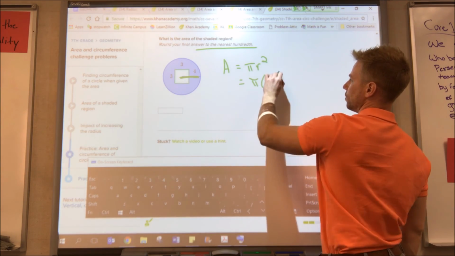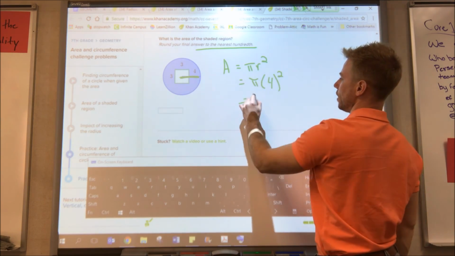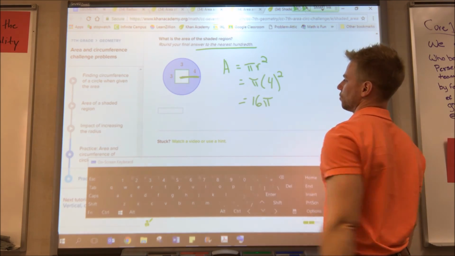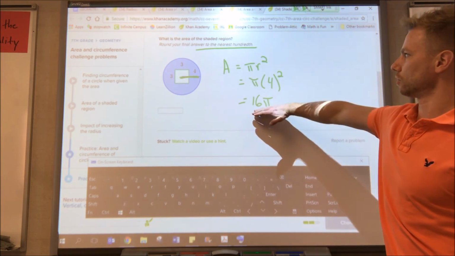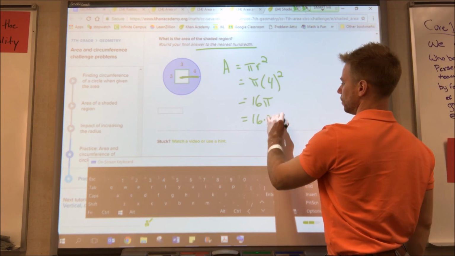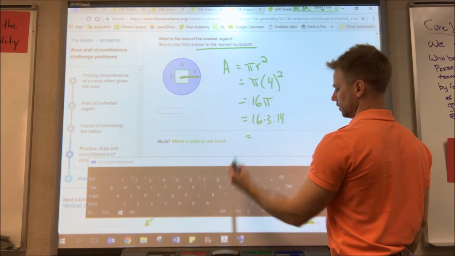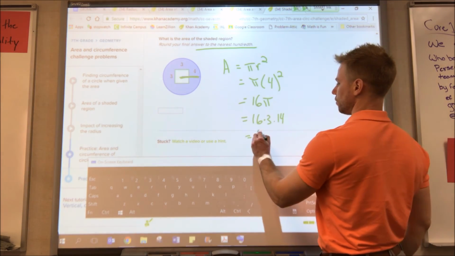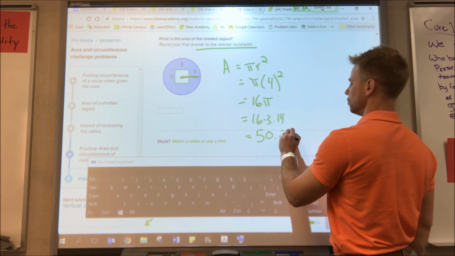So in place of r, we put 4. 4 squared is 16. Don't forget the pi. So the area of the circle is 16 pi. Now we need to multiply by 3.14. 16 times 3.14 is 50.24.